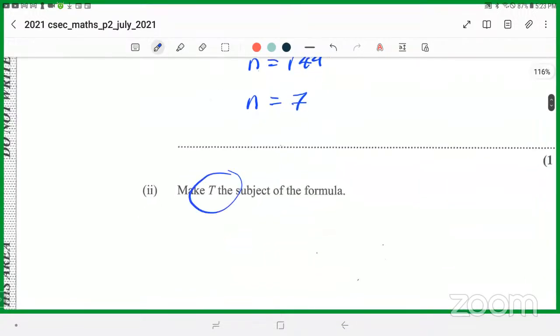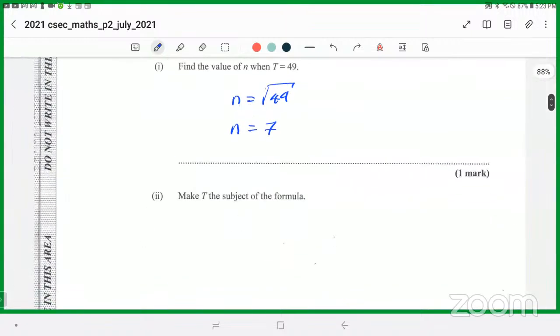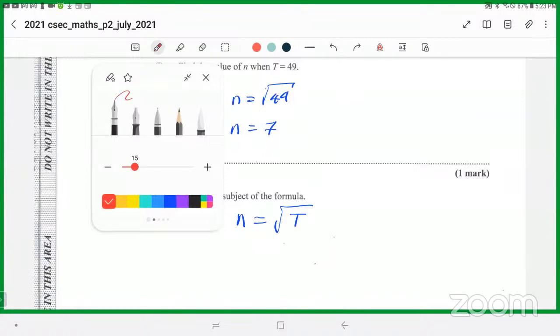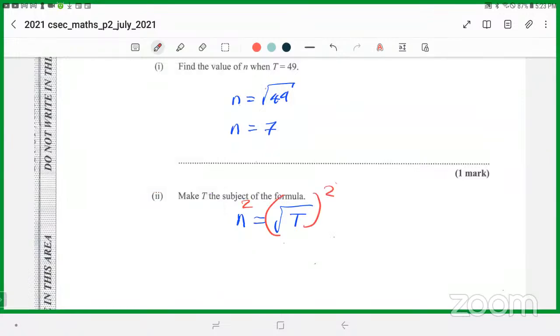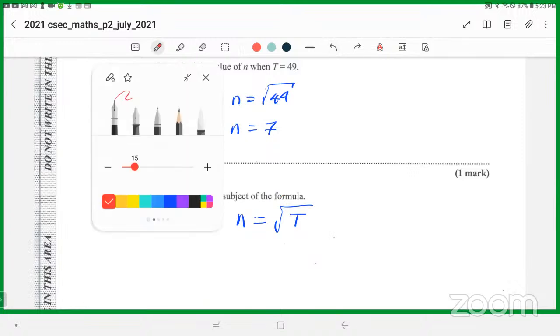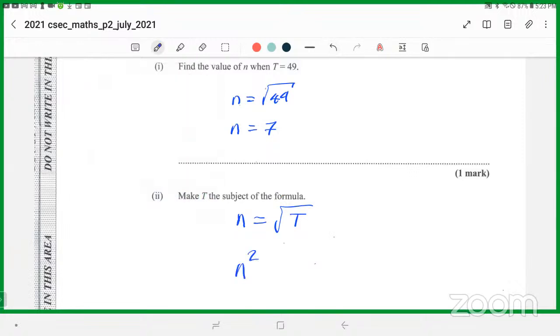It says make t the subject. So we had n equals the square root of t. Easy now, I want to make t the subject. I need to get rid of that square root. The inverse of square root is to square. So I square this side and square that side, and the square root will be eliminated by the square. But I don't have to show all those markings. I just know that I need to square both sides to get rid of the square root sign. So I get n squared equals t. That is it. t equals n squared. This is the answer right here. Easy as that. Make t the subject, so t equals n squared.